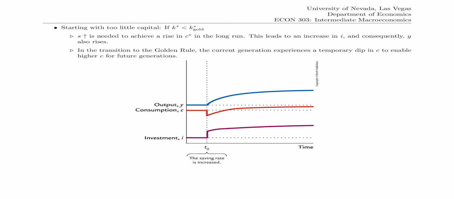But if lowercase k star is less than lowercase k star gold, increasing the saving rate raises lowercase i and lowercase y, leading to higher lowercase c star in the long run. However, current consumption temporarily falls during the transition.